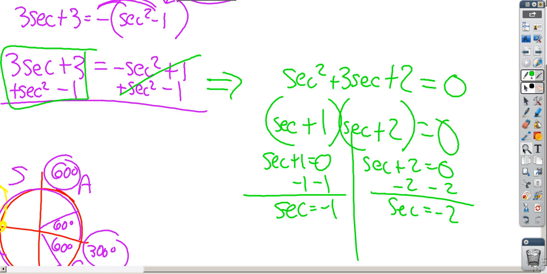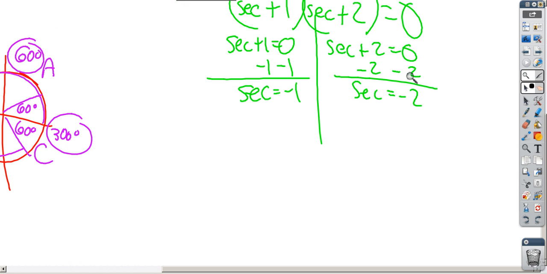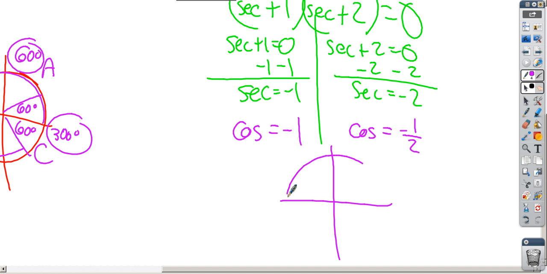Now again, we don't really know as much about secant as we know about the thing that goes with secant, and that's cosine. How do you get from secant to cosine? You just flip it over. So if we flip -1 over, we'll still get -1. And if we flip -2 over, we get -1/2. So we want to find out where these things happen. Where does cosine equal -1? Cosine is the x-coordinate, and the x-coordinate is -1 right there.